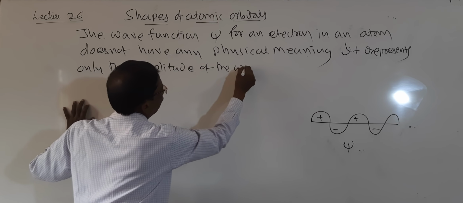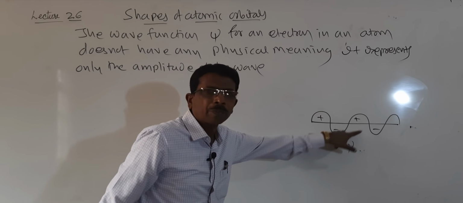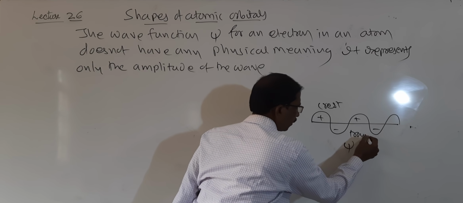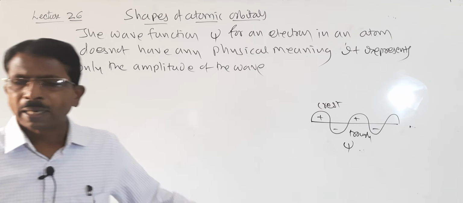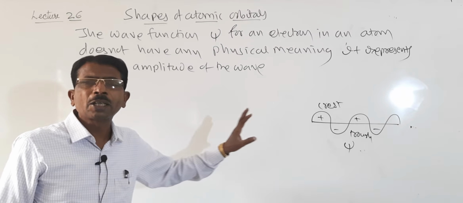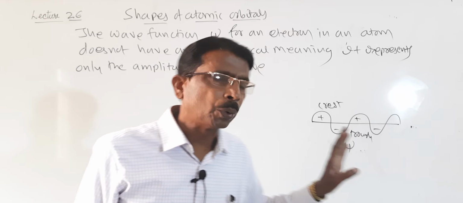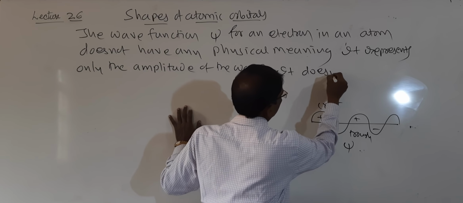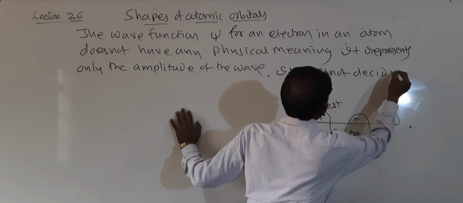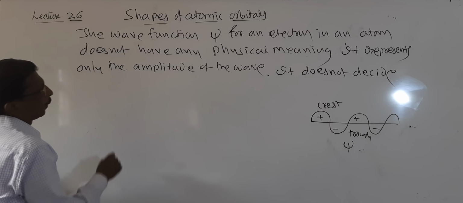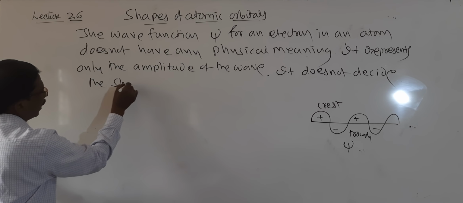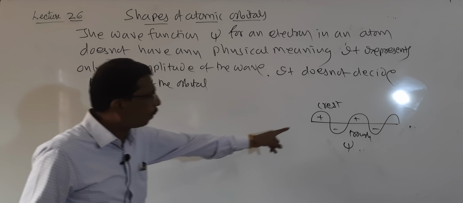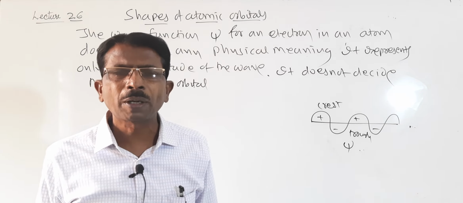of the wave, the crest and the trough. This is called the crest, this is called the trough. So here it represents the amplitude of the wave. It does not give the shape of the orbital. It may have a positive or negative value.